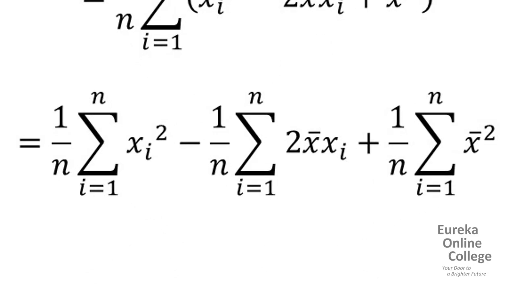So we get 1 over n, sum going from 1 to n of xi squared, minus, remember that the sigma notation is linear, so we can distribute that 1 over n as well. So we get minus 1 over n times the sum I running from 1 to n of 2x bar times xi, plus 1 over n times the sum I running from 1 to n of x bar squared. So all we've done is distribute that sum across those three terms. Again, we're using the properties of sigma notation.